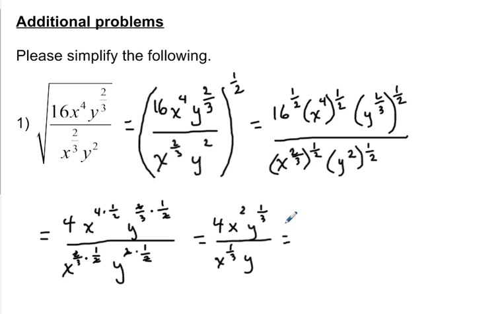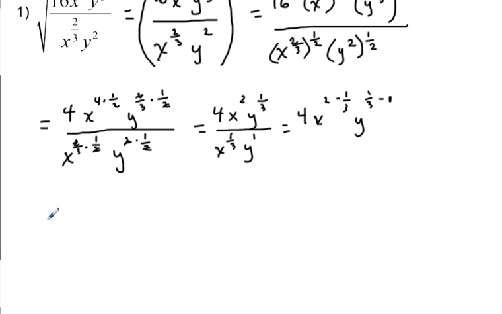Our next step is to subtract the exponents in the denominator from the ones in the numerator. So we're going to write 4 times x to the 2 minus 1/3, and then y to the 1/3 minus, there's an assumed exponent of 1 here. So we still have our 4, and for 2 minus 1/3, we can think of the 2 as 6 over 3, so 6 over 3 minus 1 over 3 is 5 over 3.